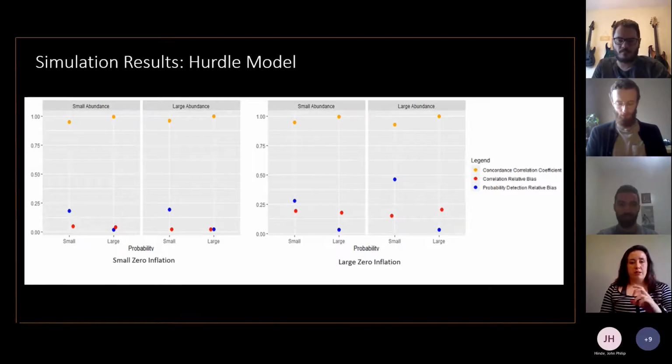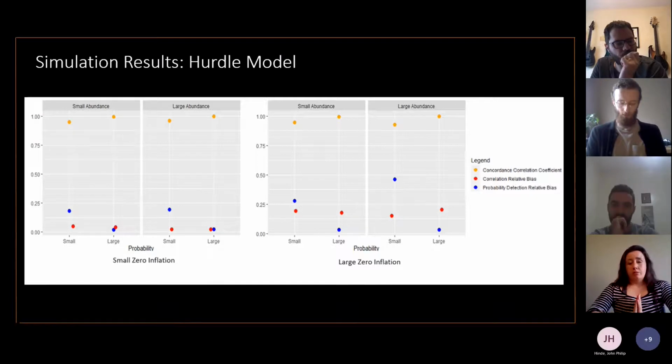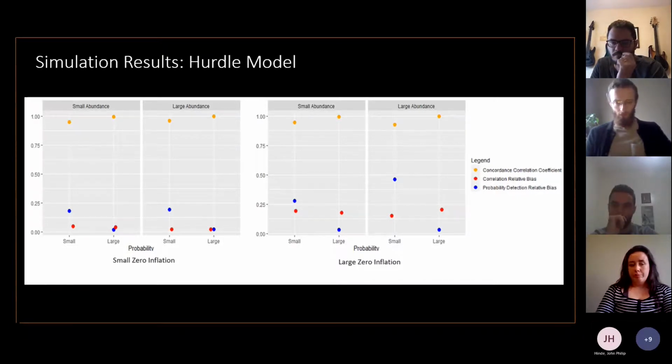In these plots, the yellow points are the concordance correlation coefficient for our estimates of the abundance. The blue points are the relative bias for our probability of detection. And the red points are the relative bias for our interspecies correlations. So what we want is concordance correlation coefficients that are close to 1 and relative biases that are close to 0.